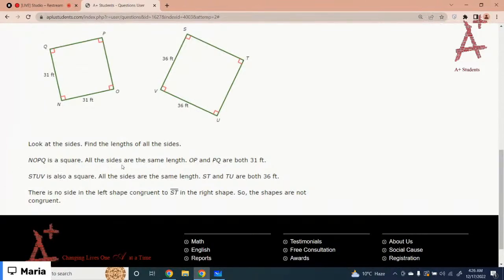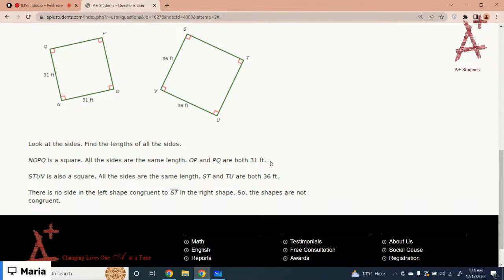NOPQR is a square. All side lengths are the same. OP and QR are both 31 feet. STUV is also a square. All side lengths are the same. ST and UV are both 36 feet. There is no side in the left square congruent to ST in the right shape, so the shapes are not congruent. The angles are congruent, but the shapes are not. Congruent means they have the same lengths. So they are not congruent.